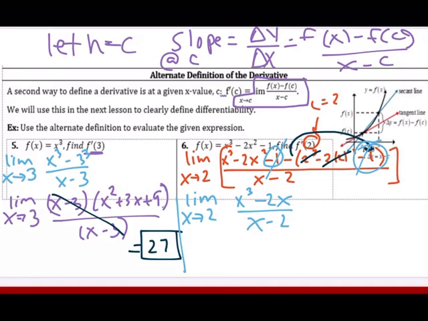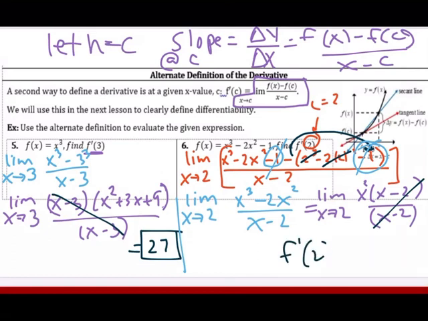Now I can factor an x squared out of the numerator, which is going to simplify because I can't use direct substitution right now. So those x minus 2's are going to divide out. Now I can use direct substitution, which is going to give me that f prime of 2 is going to be 2 squared, which is 4.